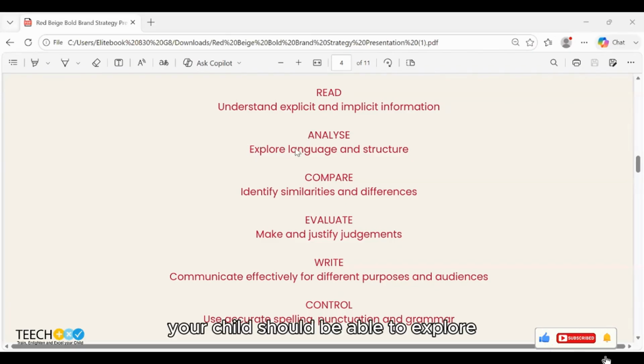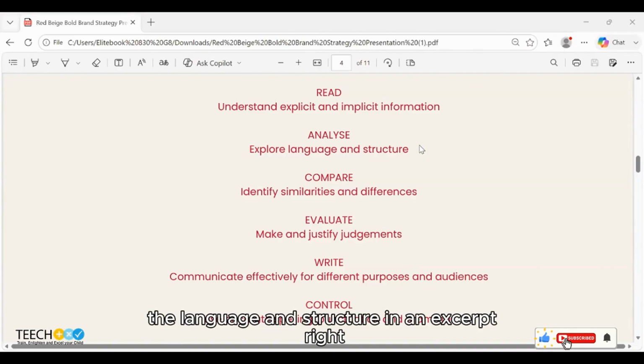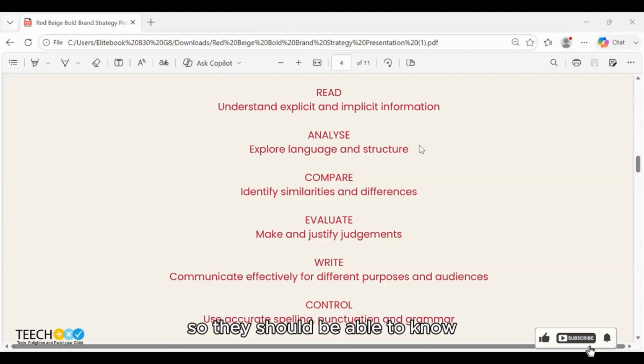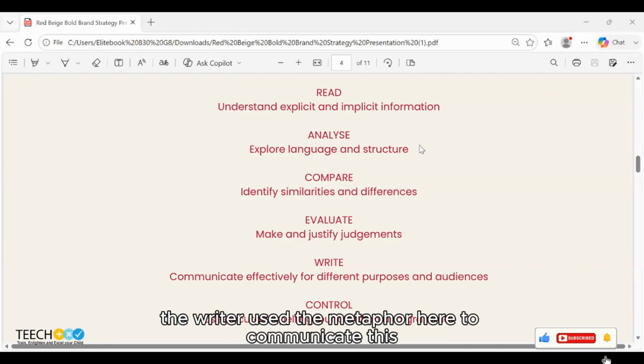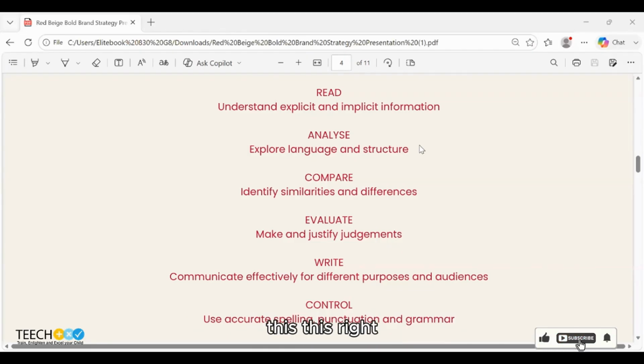Your child should be able to explore the language and structure in an excerpt. So they should be able to know what language device was used here, and what structural device was used here. And it's not just to identify. It's one thing to identify that the writer used a metaphor here. It's another thing to say the writer used a metaphor here to communicate this. And please pay attention, note this.